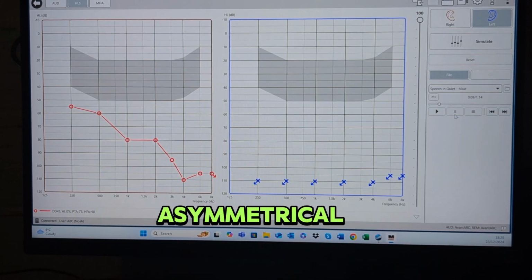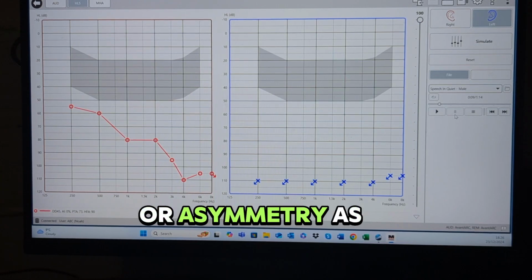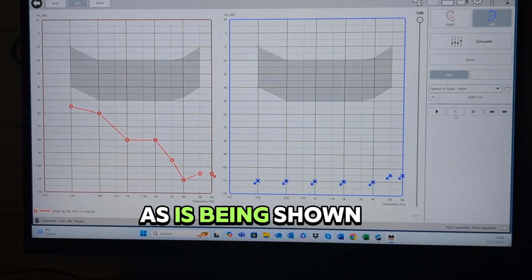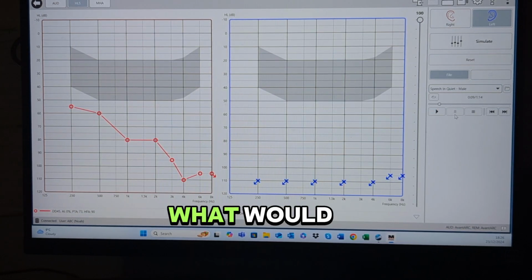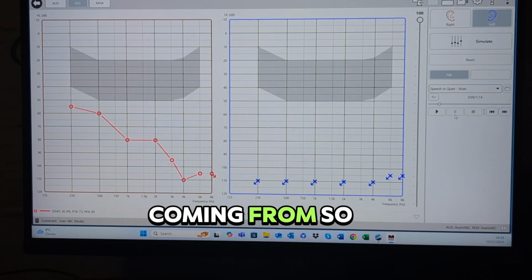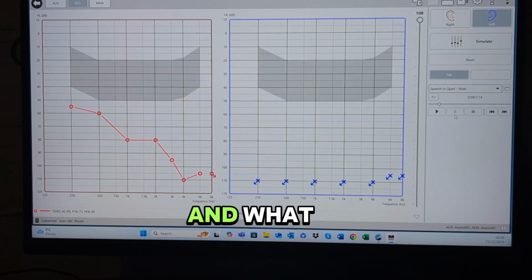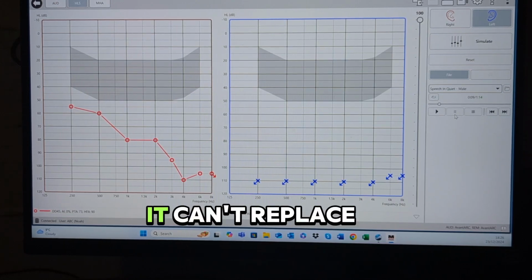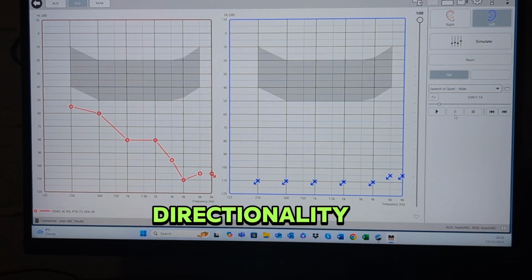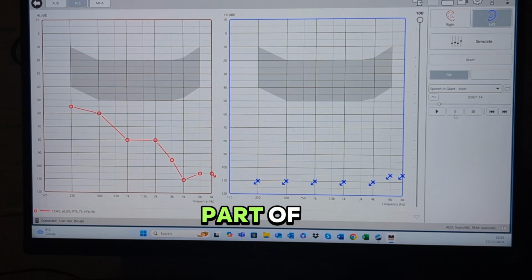When you have asymmetrical deafness or profound hearing loss or asymmetry, as is being shown here, then you lose that ability to find out where sounds are coming from. So it would feel as though all the sounds are coming from the right side. And what the bicross hearing aid does, it gives awareness of sounds, it gets rid of the head shadow effect, but it can't replace the directionality part of hearing.